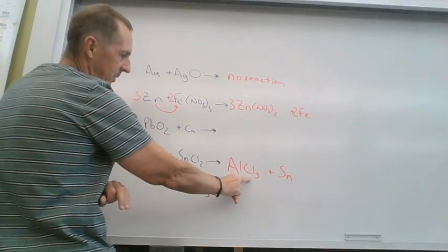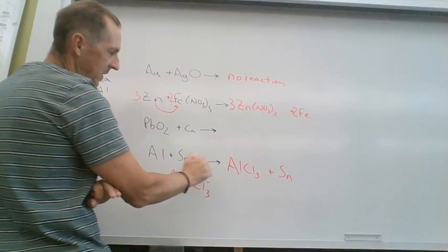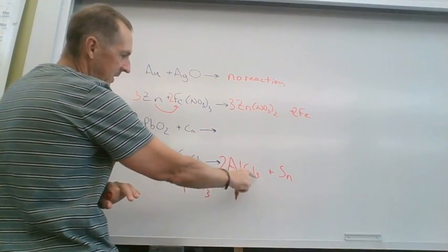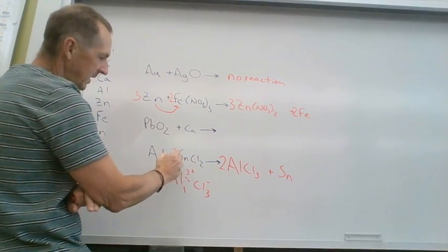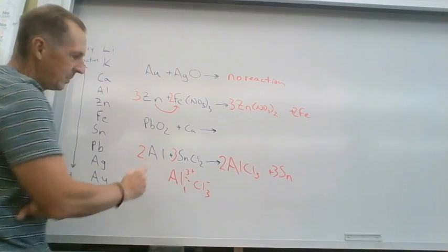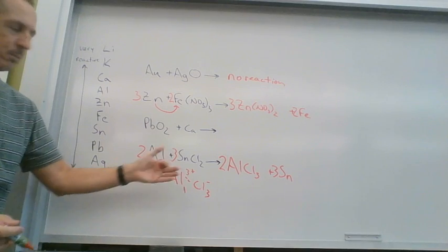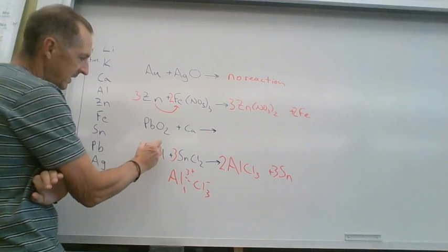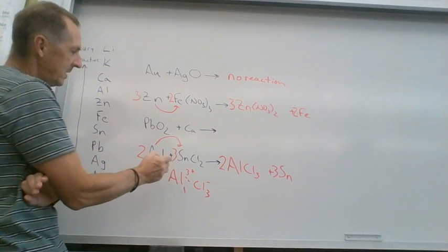We have an odd number of chlorine here and an even number here. So we're probably going to need to put 2 there. That gives us 6 chlorine. Put a 3 here. That gives us 6 chlorine, 3 tin, and 2 aluminum. And then you have your balanced reaction that you predicted, your single displacement. This aluminum came over and replaced this.